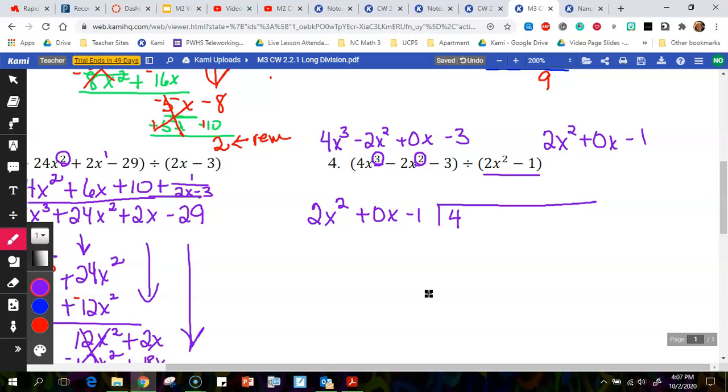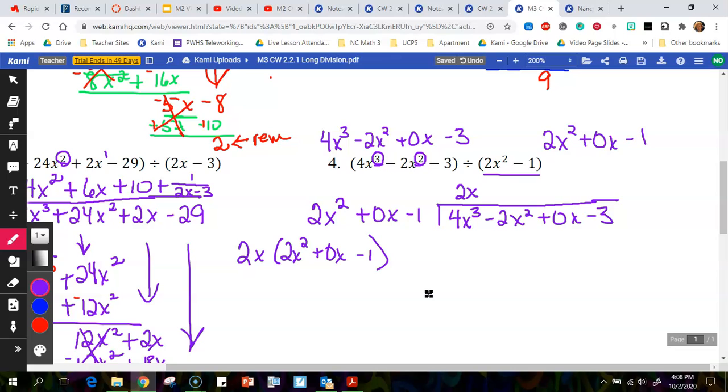And our dividend is 2x squared plus 0x minus 3. I'm going to let you try one by yourself in a minute. Okay, let's see. 4x cubed divided by 2x squared is 2x. So I'm going to take the 2x and multiply it times that whole thing and then put it under here.